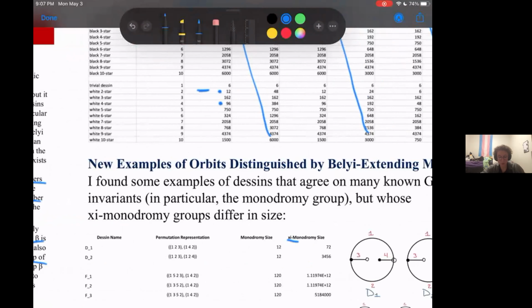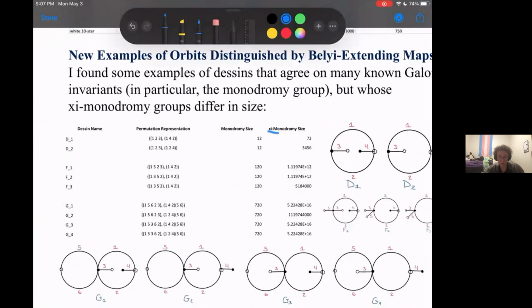However, after we apply xi to G2 and G4, if you'll notice here, the new monodromy group after applying xi to G2, so this is xi of G2, has a monodromy group with that number. Whereas if we apply xi to G4 and we calculate the monodromy group of xi of G4, we get that number. Those are very different numbers. So that means xi of G2 and xi of G4 cannot have the same monodromy group.